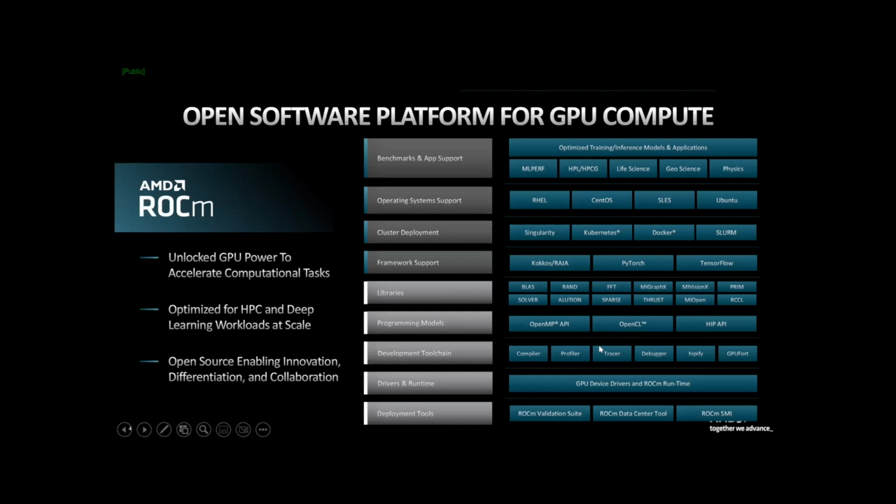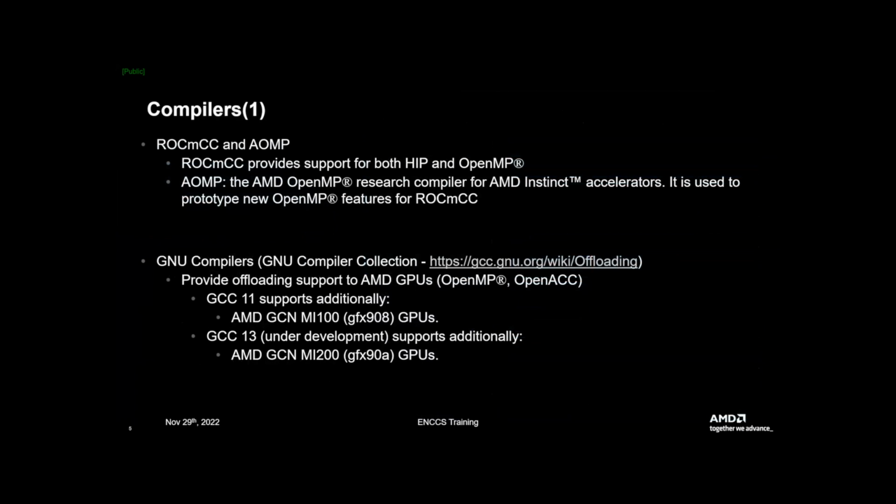We cannot have a programming model without talking about the toolchain that we can use to build or to port an application on AMD GPUs. So we have a set of compilers, profilers, tracers, debuggers, and so on. Next, we have compilers. Which kind of compiler can we use to effectively offload the code on AMD GPUs?